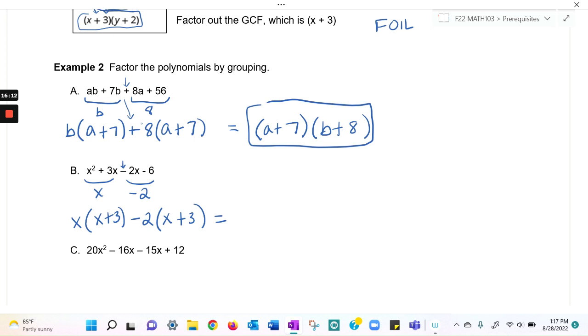Okay, x plus 3 is now our GCF. And so we're left with x minus 2 for the other factor.